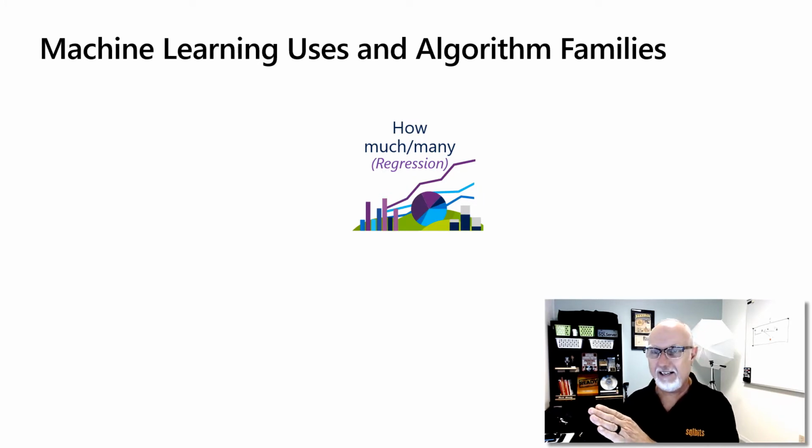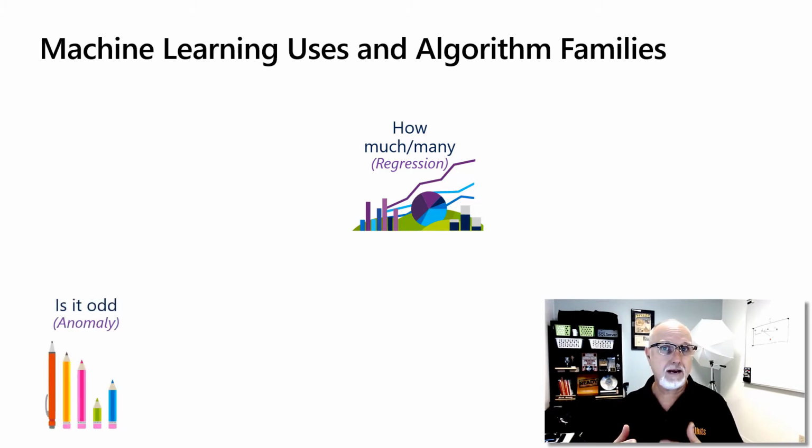to be. If I was a day older than yesterday, more than likely I'll be a day older today. I'm pretty sure about that. And in 10 years, I'll be 10 years older, and I'm pretty sure about that. That's a regression algorithm. Another one might be, is it odd?